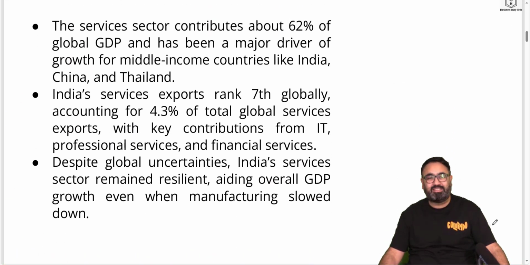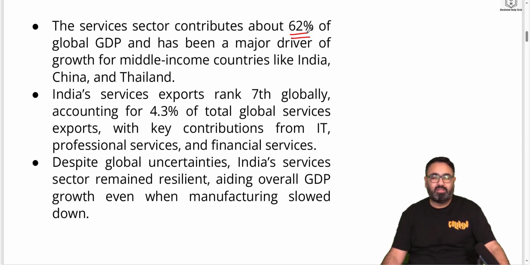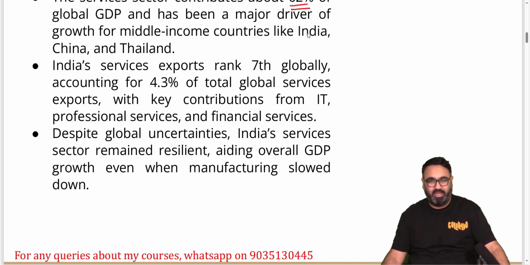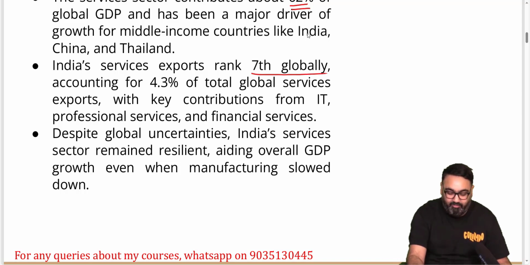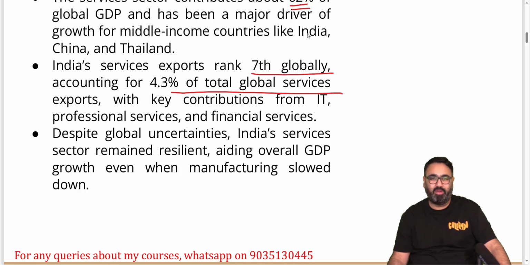In the introduction, it says that the services sector contributes 62% of the global GDP. So globally also, the services sector is by far the biggest contributor to global GDP. It has been a major driver of growth, not just in India, but in many other middle income countries in Asia as well, Thailand, Philippines, China, etc. Around the world, in terms of the contribution of the services sector, India ranks 7th globally. 4.3% of the total global services export comes from India.